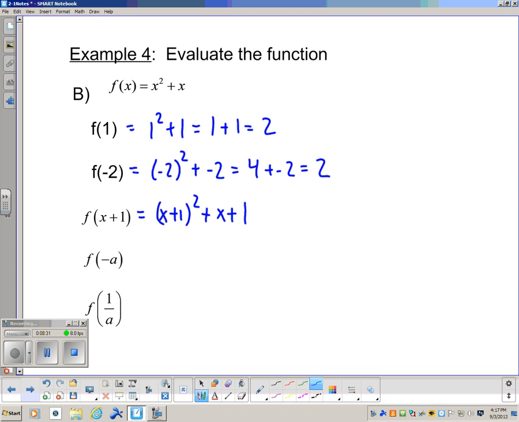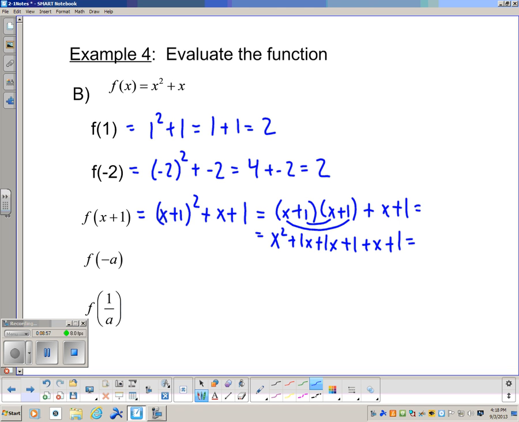So again, this is a FOIL problem. So I'm going to have to take (x plus 1) times (x plus 1). And then I still got a plus x plus 1. So FOILing out this (x plus 1) times (x plus 1) here, I get x squared. That's my first terms. My two inners and outers here, I get plus 1x, plus 1x. And then my last term here is plus 1, plus x, plus 1. And then I can combine my like terms. I get an x squared. 1x, 1x, and 1x. Adding those all together, I get 3x. And then I've got a 1 plus 1 here gives me a 2. So there's my final answer for that one, x squared plus 3x plus 2.